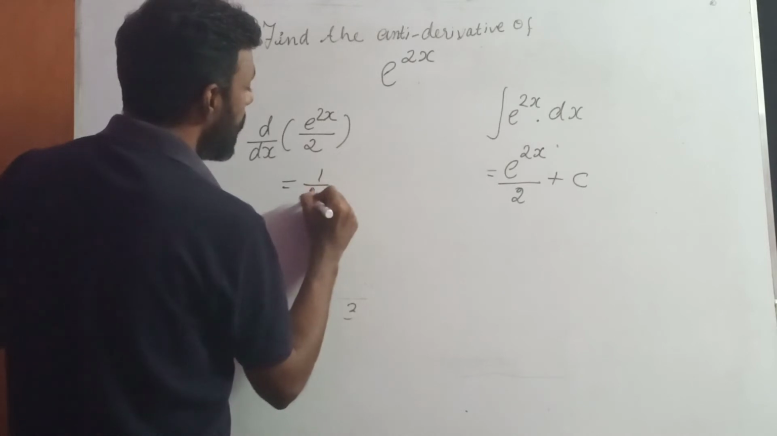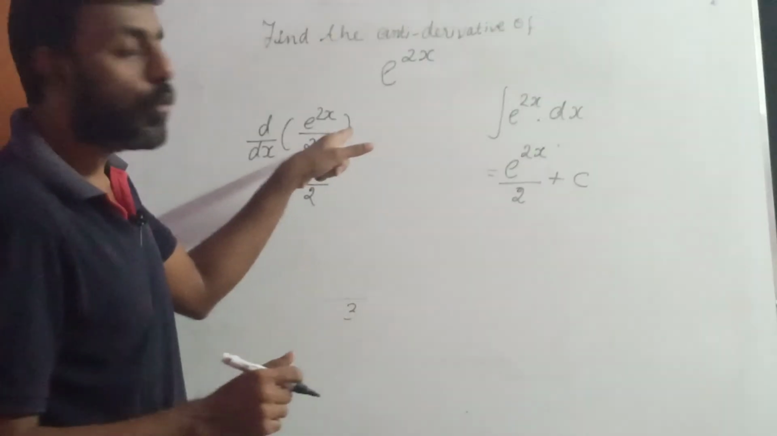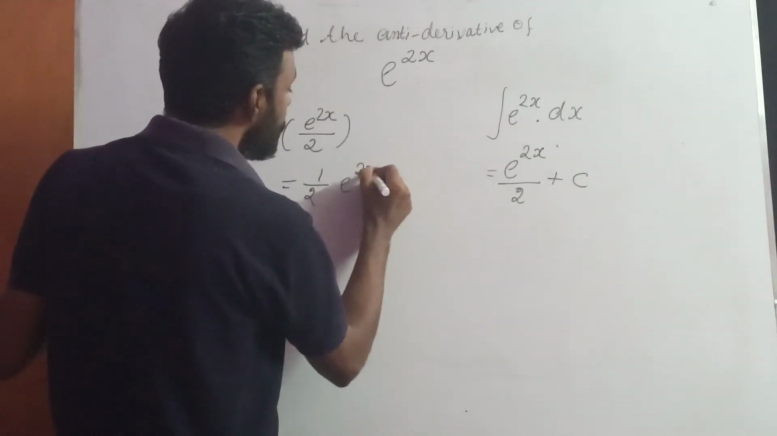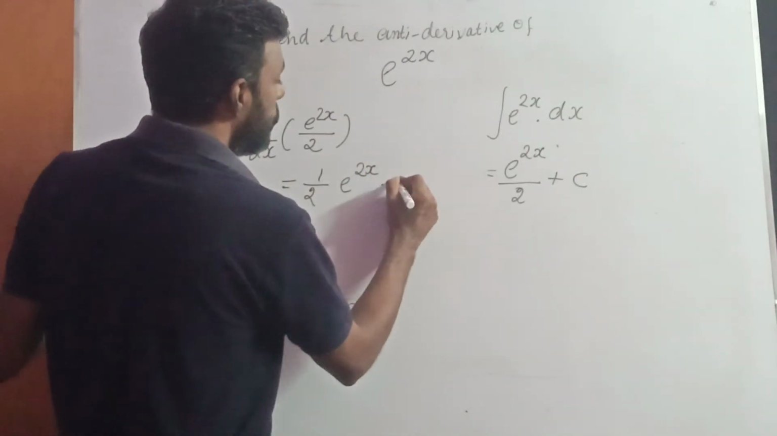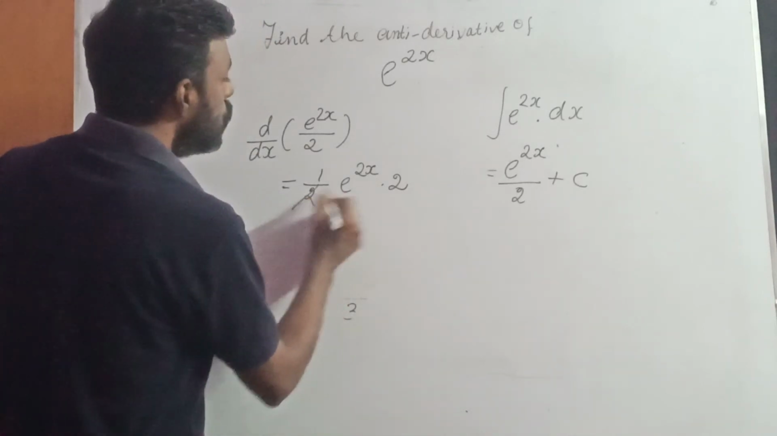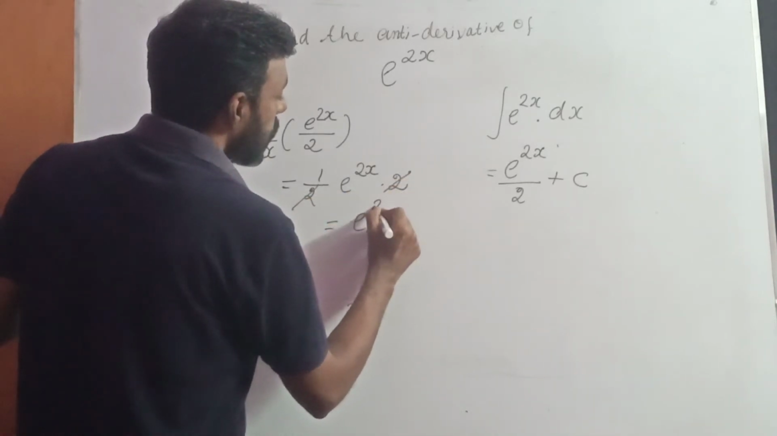I'm going to take it outside. d by dx of e to the power 2x will be e to the power 2x. This 2x on differentiation will yield 2. So 2 gets cancelled. So e to the power 2x.